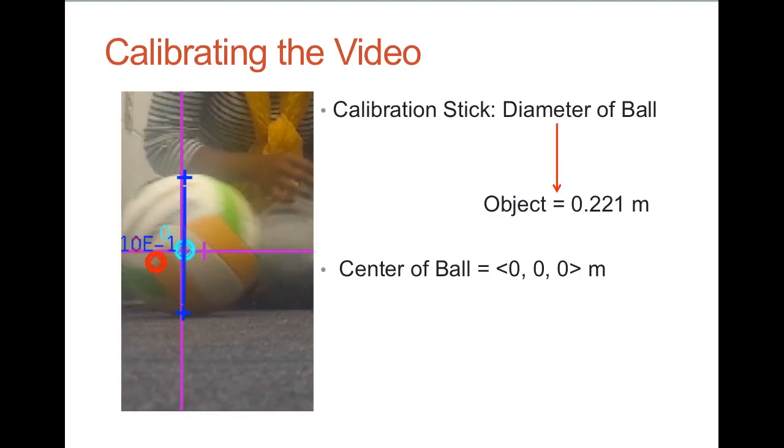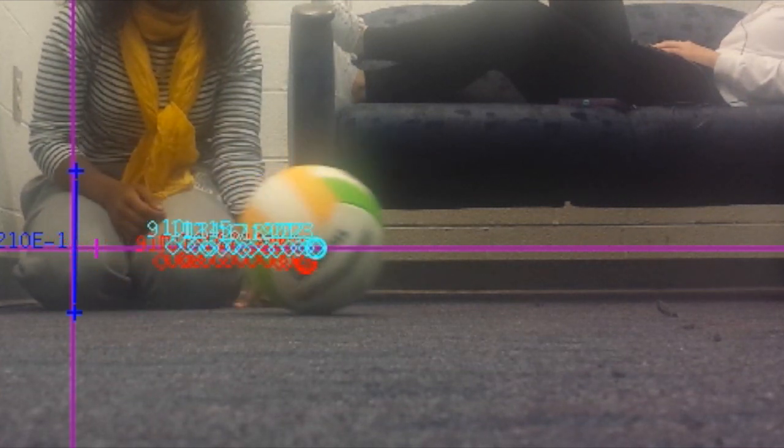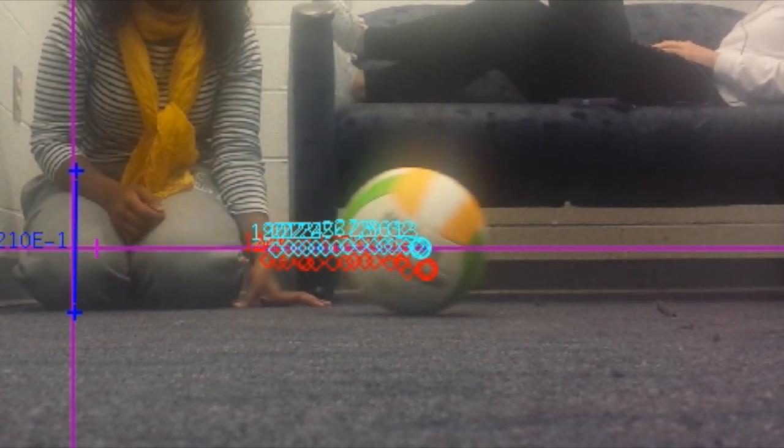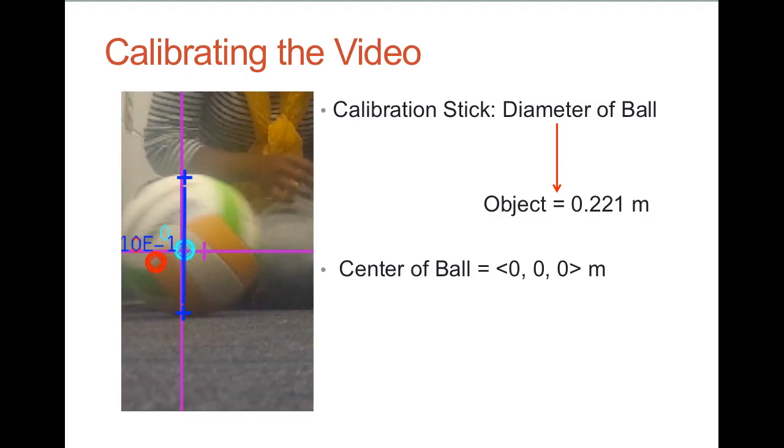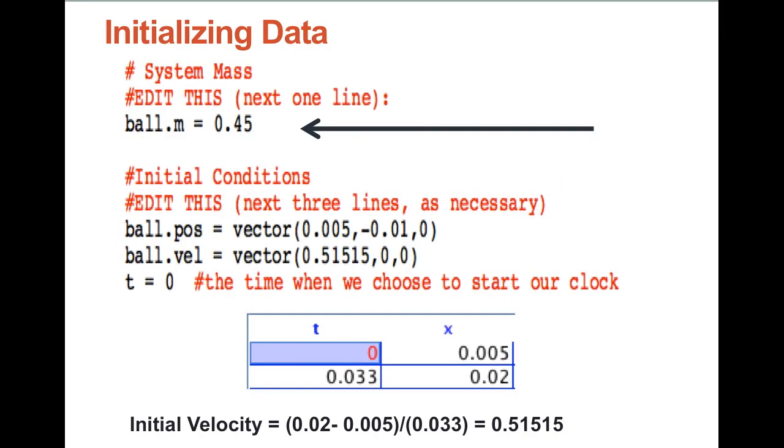I used the diameter of the volleyball to calibrate my video. I set the origin of my coordinate system at the center of the ball. That way, I could more accurately track the data as the ball moved in the x direction. I included the ball's mass in my code here. Then, in order to avoid the initial acceleration of the ball after applying the force of my hand, I started to track my Tracker data once the ball was already in motion.